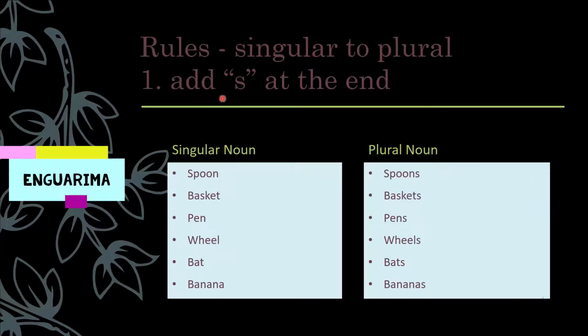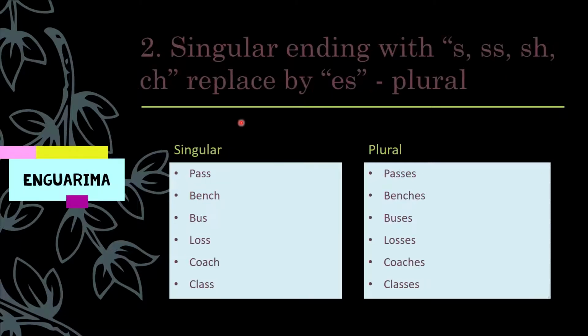So first and very basic rule you can say is by adding s in the end of singular noun. Examples of this can be spoon, spoons, basket, baskets, pen, pens, wheel, wheels, bat, bats, banana, bananas. Let's see another one.